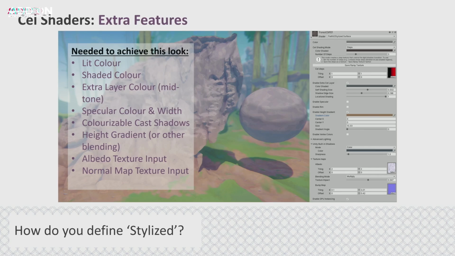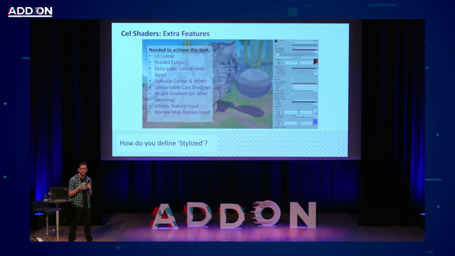Colorizable cast shadows, which I think really helps with that painterly feel, being able to specify a color, versus typically dynamic shadows, which are just a multiply of whatever color is on that particular object. Height gradient, which is really nice and exists within the shader for blending things. There are different ways you can do this. You can do it within the material, or you could do it as a separate material pass that blends with the actual terrain within the world, things like that. And an input for an albedo and a normal map.